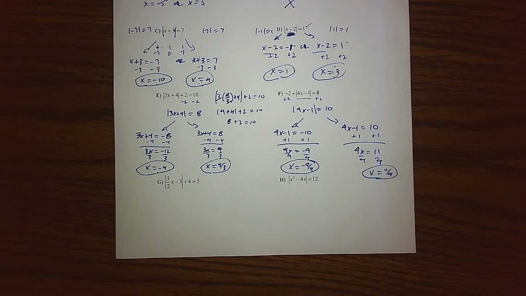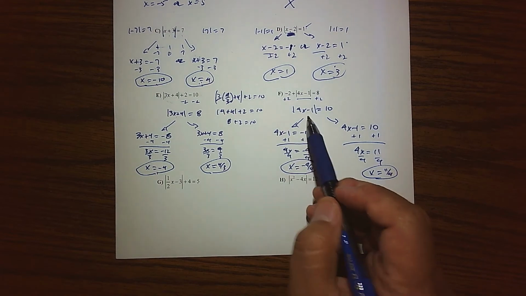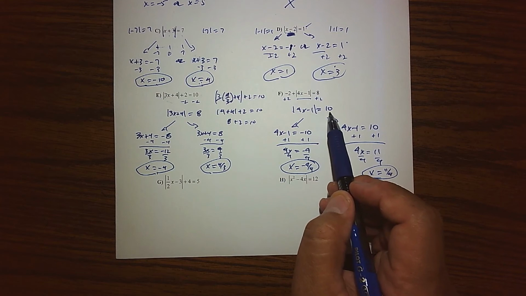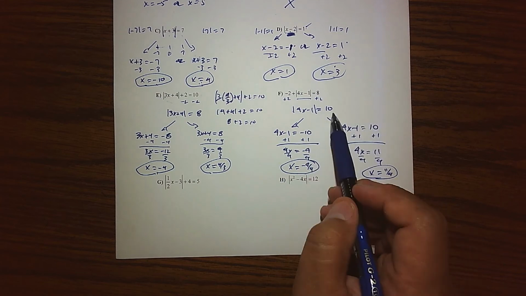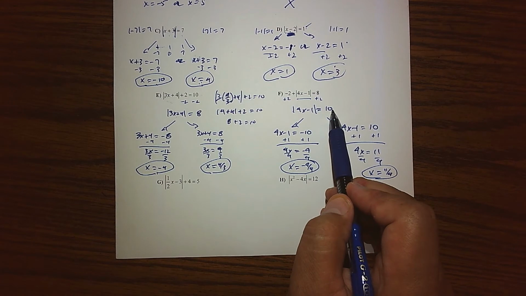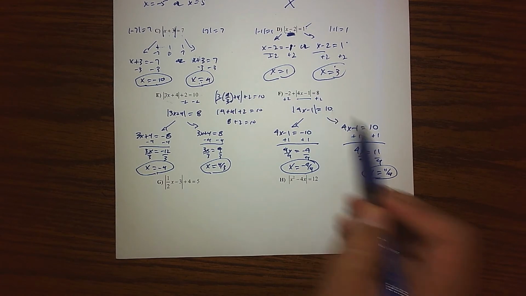There's your solution. So again, the rhythm's the same. Get your absolute value isolated. Hopefully it's equal to something positive, which gives us two possibilities. There's two ways to be 10 distance away from 0: 10 or negative 10.